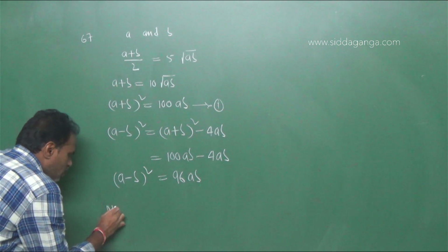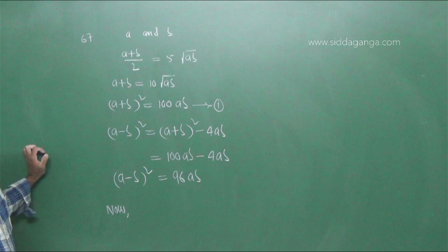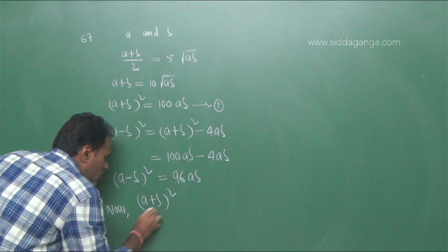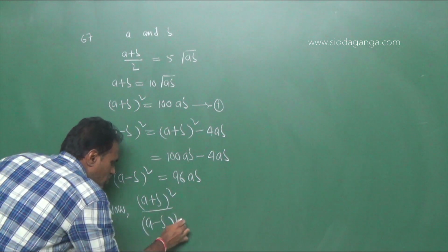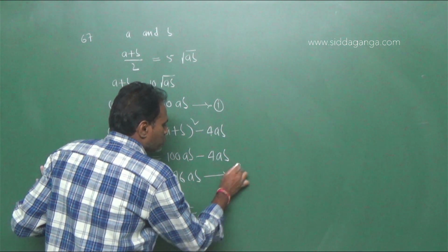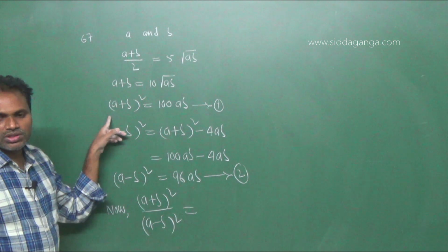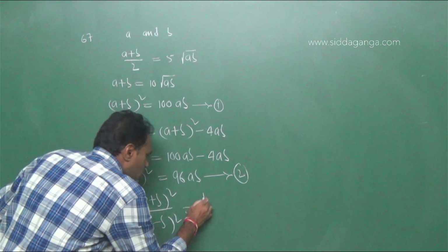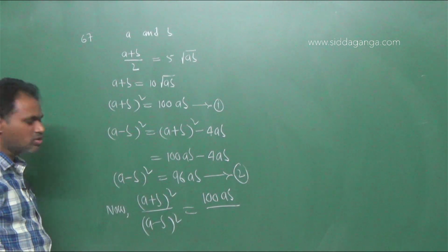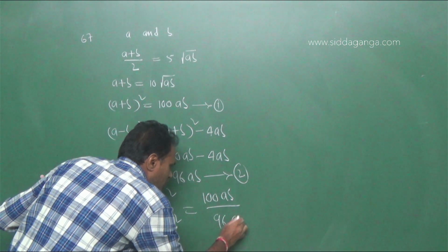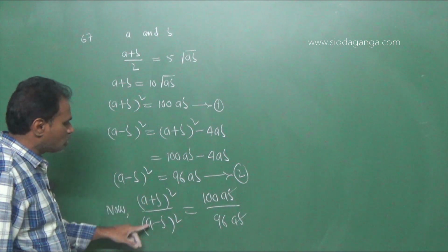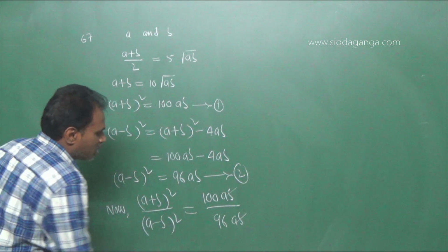Now we have to find the value of (a plus b) by (a minus b). But first I am finding (a plus b) whole square divided by (a minus b) whole square. From equation number 1, (a plus b) whole square value is 100 ab, and from the second equation, (a minus b) whole square value is 96 ab. Therefore ab will cancel. Therefore (a plus b) whole square by (a minus b) whole square equals 100 by 96.